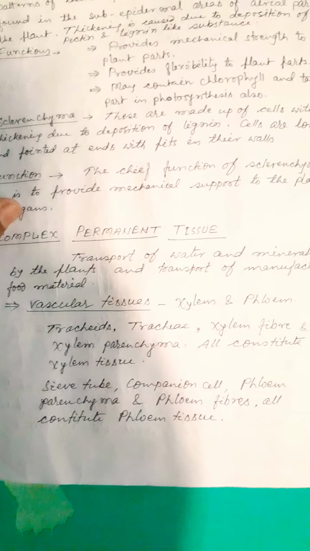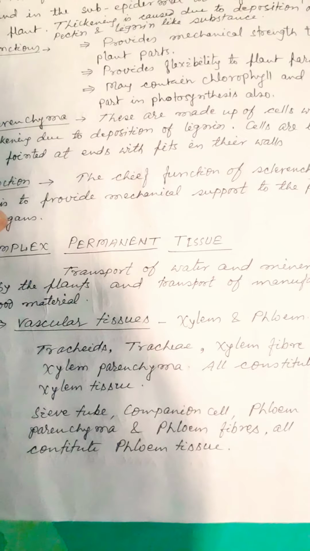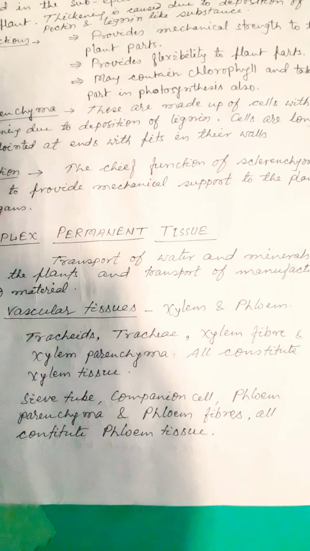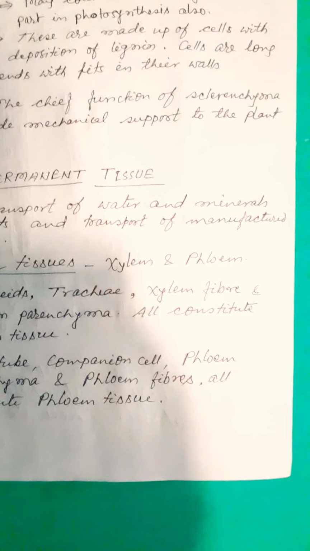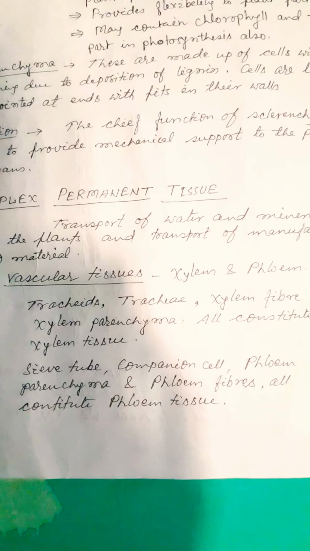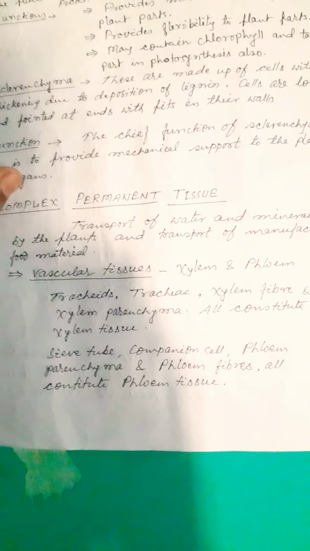Tracheids, trachea, xylem fiber and xylem parenchyma are all the elements that constitute xylem tissue, and sieve tube, companion cell, phloem parenchyma and phloem fiber all constitute the phloem tissue.